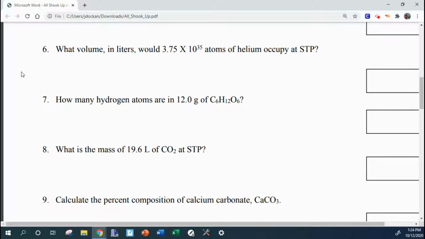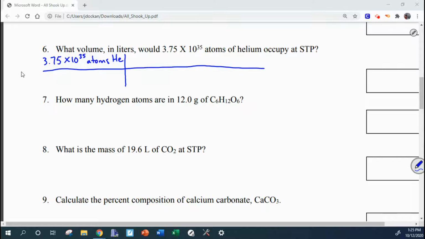Number 6, what volume in liters would 3.75 times 10 to the 35th atoms of helium occupy at STP? So what we're going to do is start with what is given in the problem, 3.75 times 10 to the 35th atoms, specifically of helium. So we're going atoms to liters. This is going to be a two-step problem. We're going to use Avogadro's number because we have 6.02 times 10 to the 23rd atoms of helium, and that's going to equal 1 mole of helium.